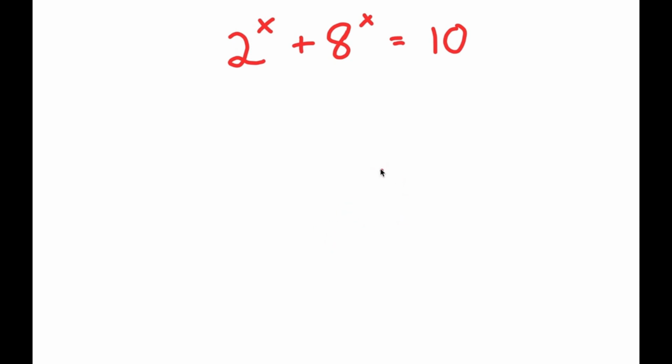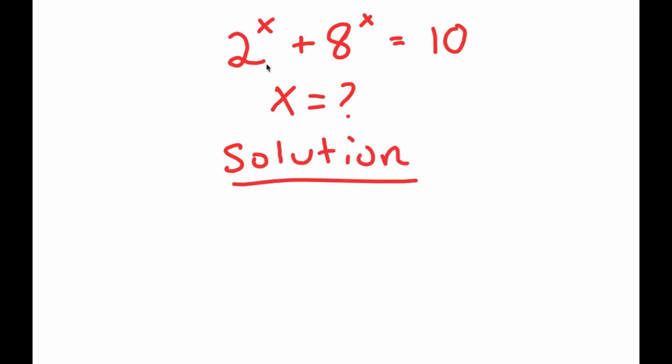Alright, so in this problem, I have 2 to the power of x plus 8 to the power of x is equal to 10. I want to find the value of x here. So for my solution, I get 2 to the power of x plus 8 to the power of x is equal to 10.